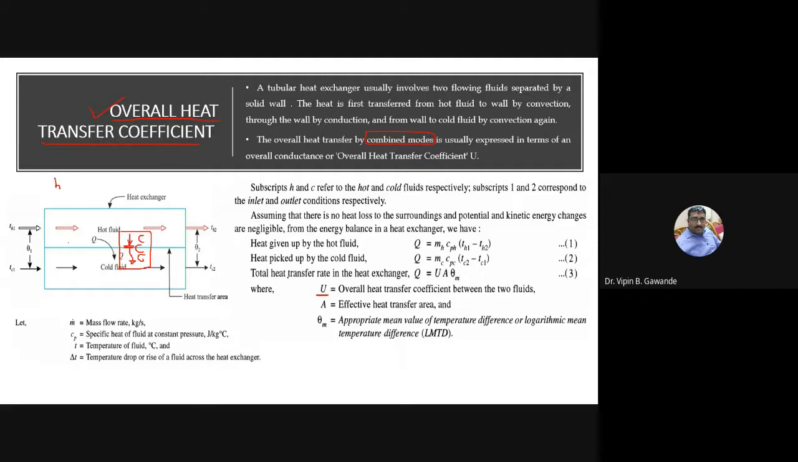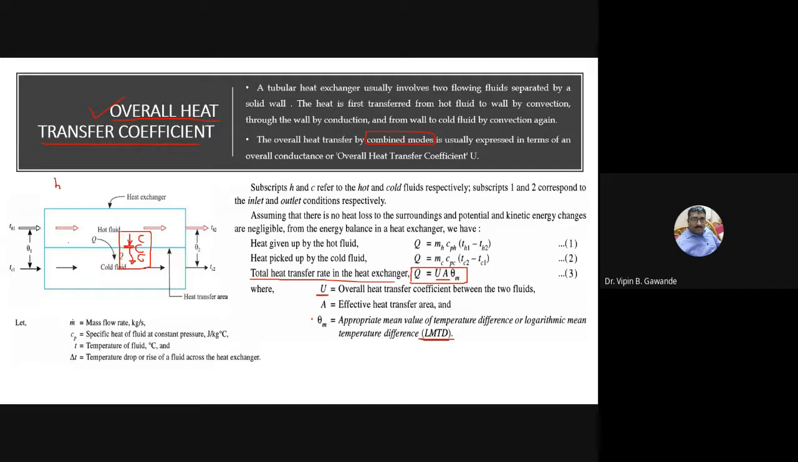And the total heat transfer is denoted as Q is equal to UA theta M. So this is the formula for the heat transfer. Now what is this theta M? This is called the logarithmic mean temperature difference, that is the LMTD. So logarithmic mean temperature difference theta M.